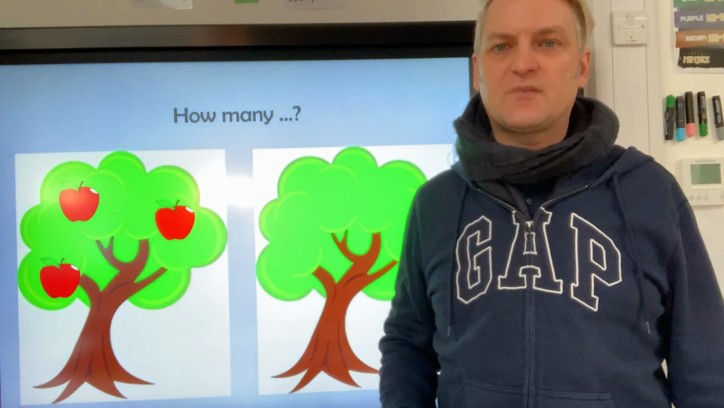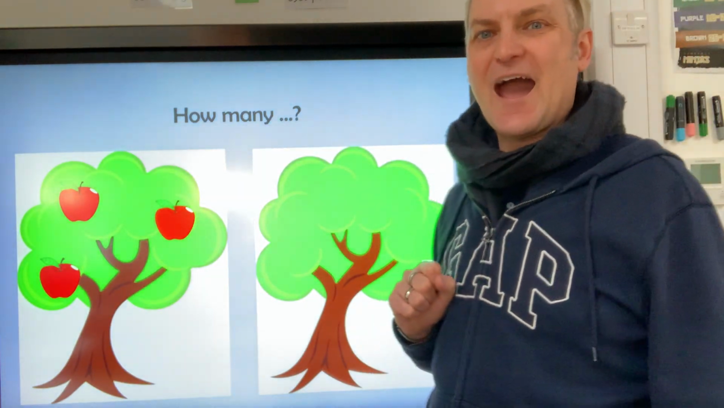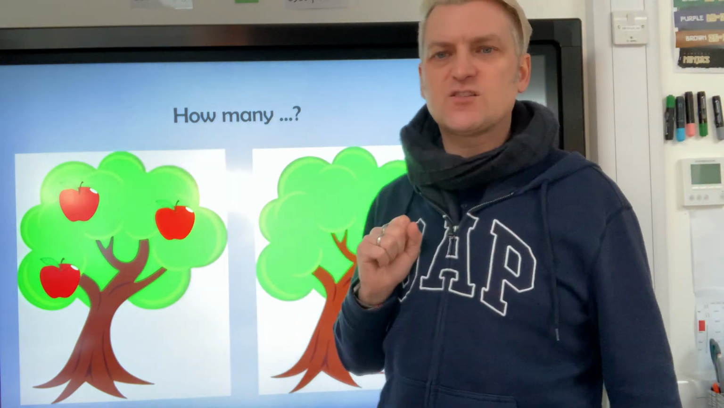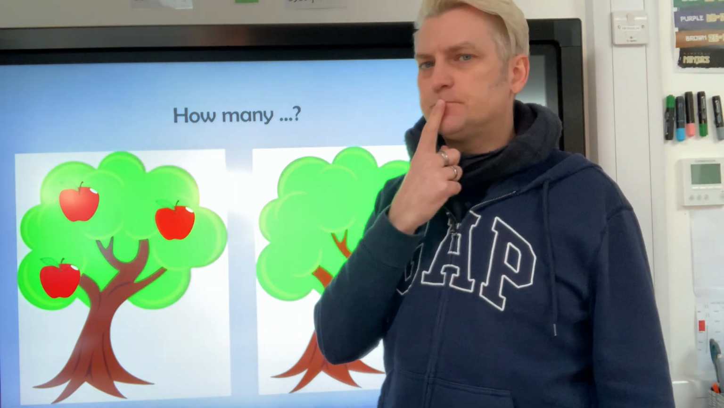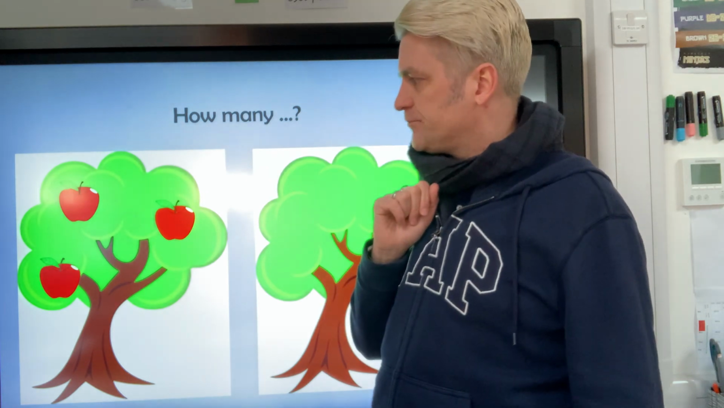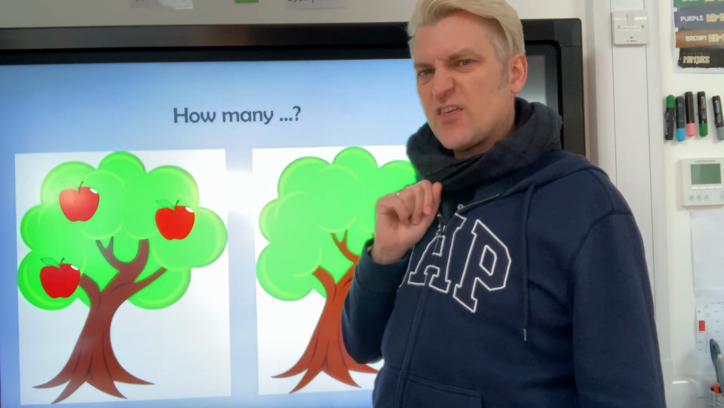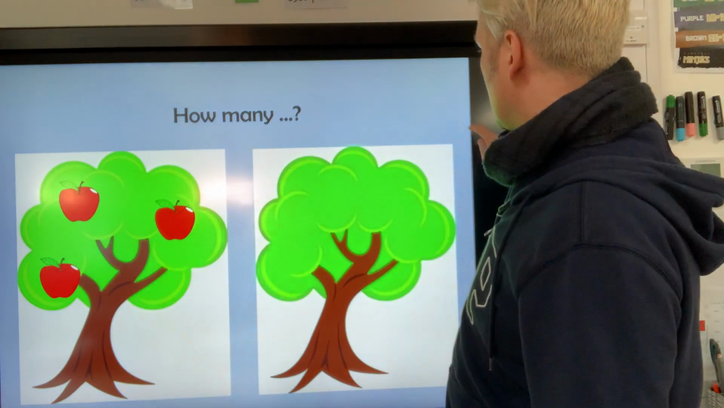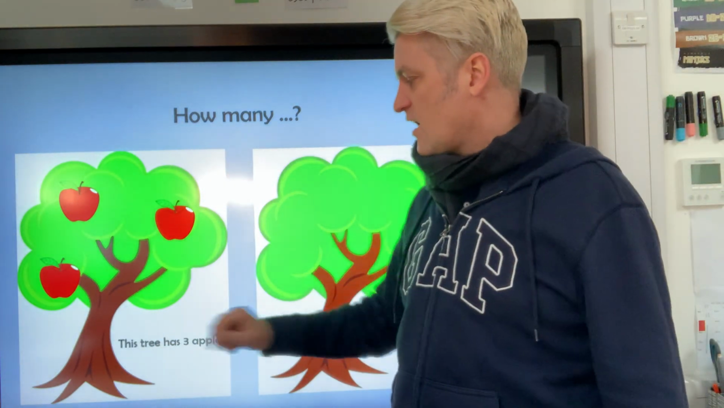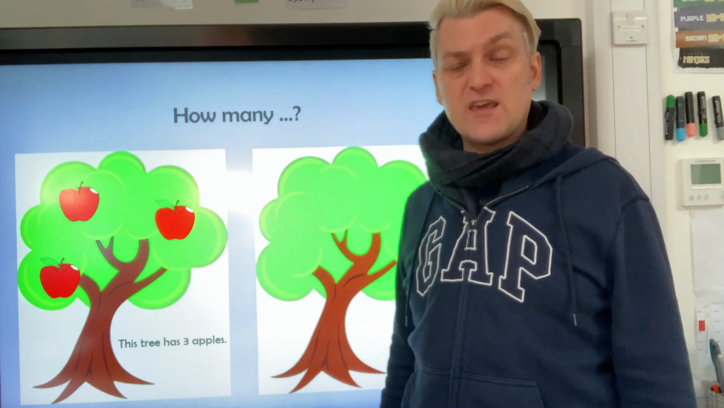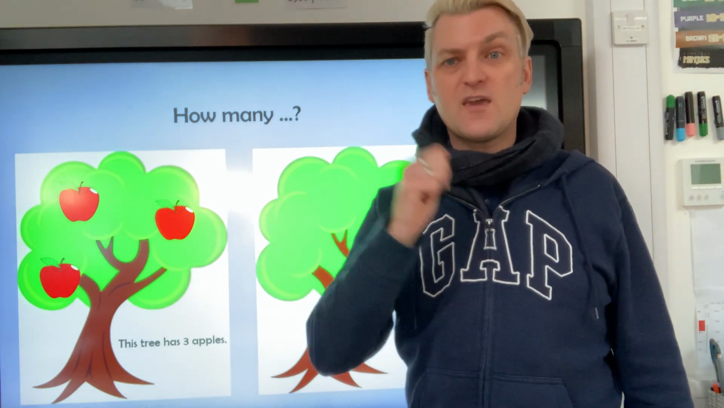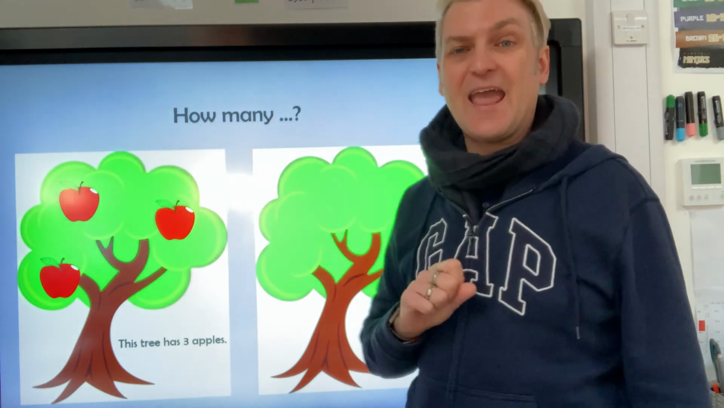Now, here we are. We're going to be thinking about how many again. How many apples are in this tree? Have a look. I think you could be able to subitize that as well, couldn't you? Here we are, let's have a look. It says, this tree has got three apples. One, two, three. There are three apples in the tree.